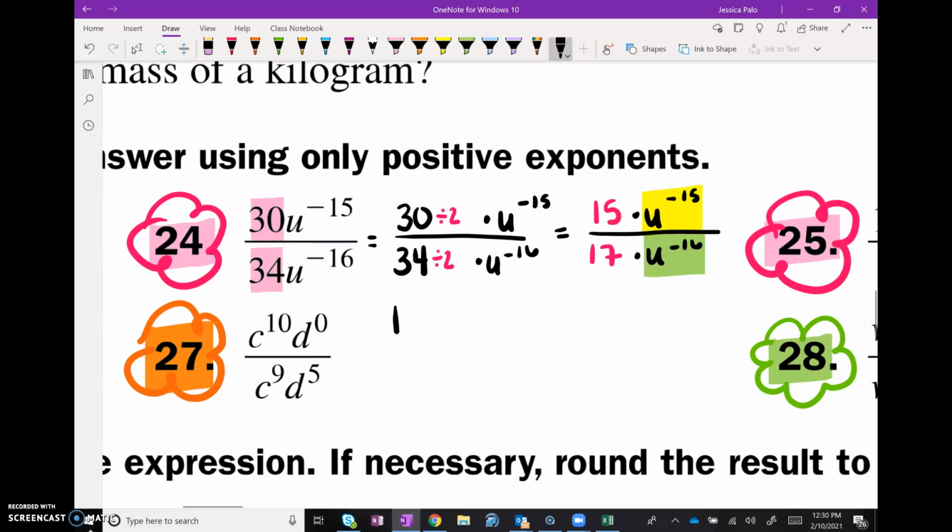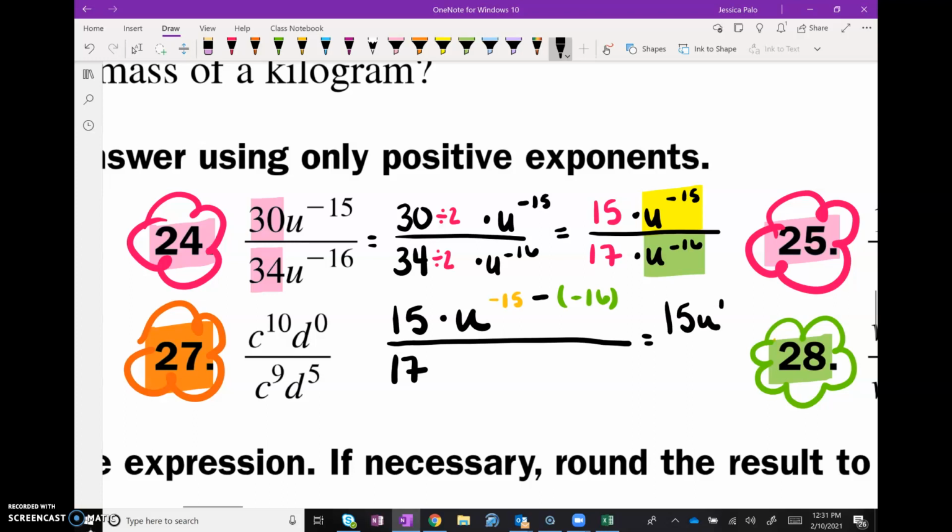We're going to rewrite 15 times u to the negative 15 minus negative 16, and that's all over 17. Now your last step is to simplify that subtraction problem with your exponents. Don't forget your integer rules. You're subtracting a negative number. Use your number line if you need to. Your final answer should be 15 u to the first power over 17.